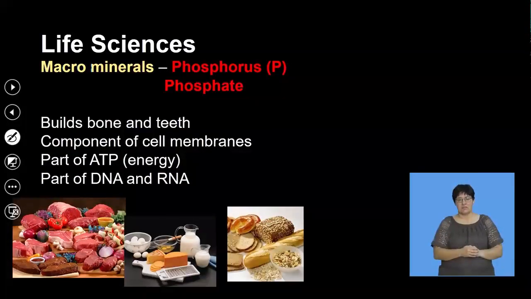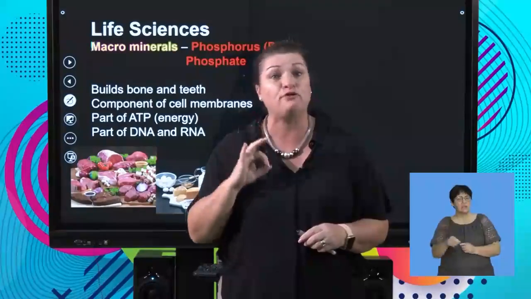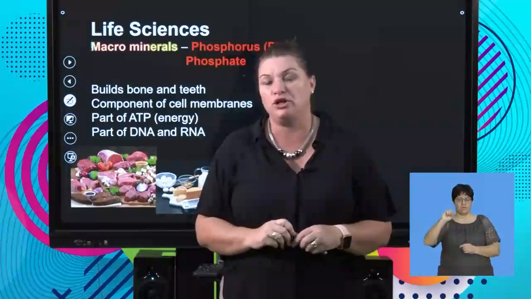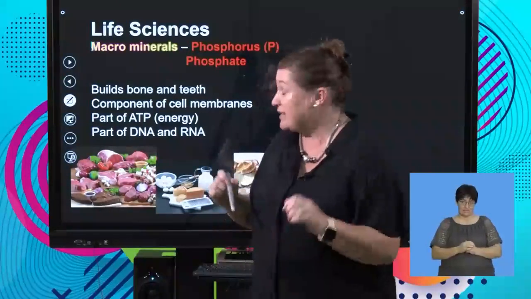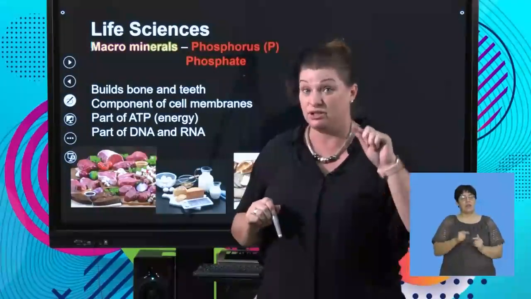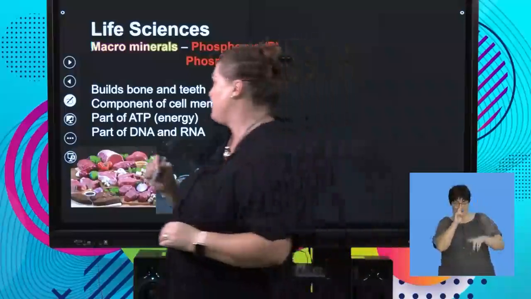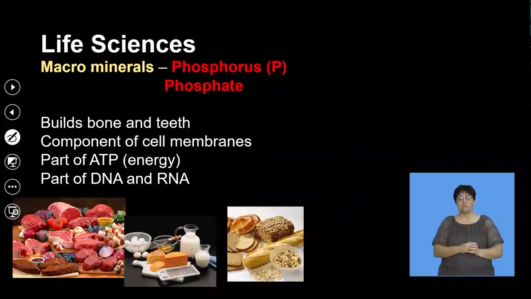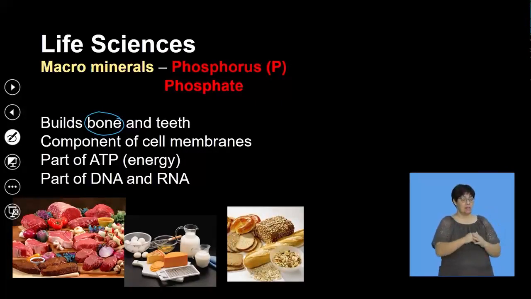Okay, guys, the next thing is phosphorus. Very often, in the coming sections, we're going to use the word phosphate more than we are going to use phosphorus. Now this is quite an important section for when we look at the cell. So let's see. Builds bone and teeth. Yes, you can see, once again, building.